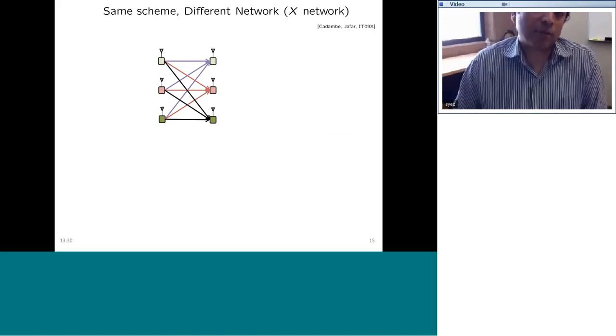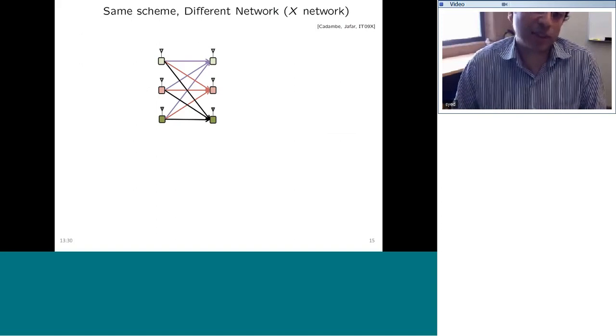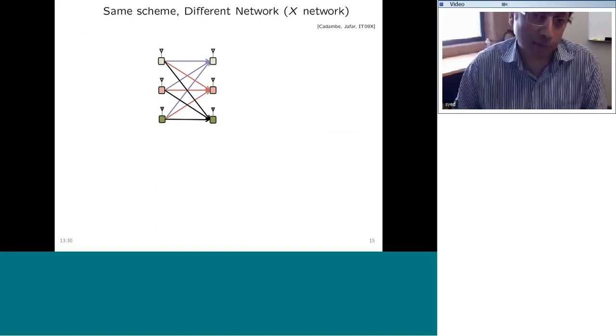Here's an X network. We saw it earlier with the 2 by 2 case. Here you have a 3 by 3. You have 3 transmitters, 3 receivers. Every transmitter has an independent message for each receiver, so there are 9 messages here.